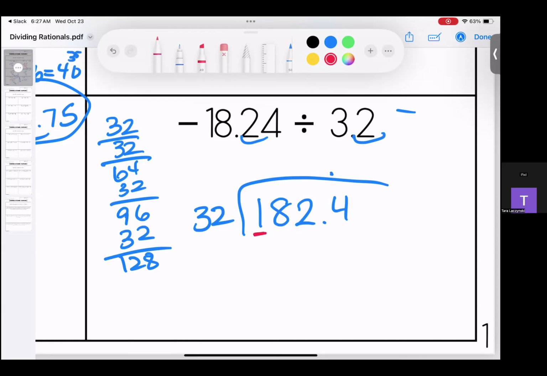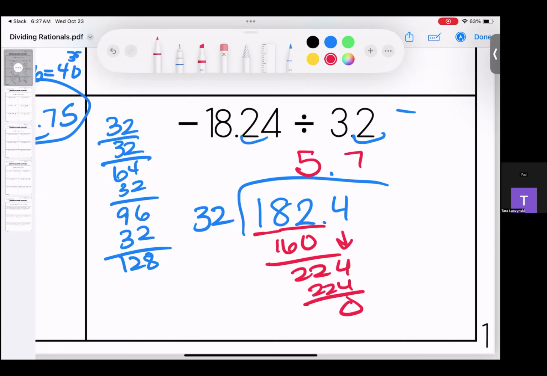32 does not go into 1 or 18. It does go into 182 5 times. 5 times 32 is 160. When we subtract, we get 22. Bring down the 4. This does go in 7 more times evenly with nothing left over. So negative 5 and 7 tenths.